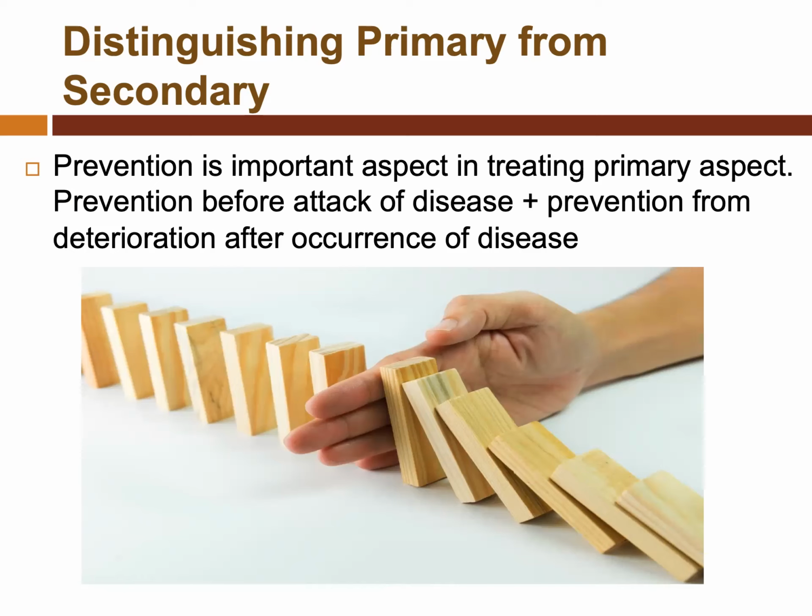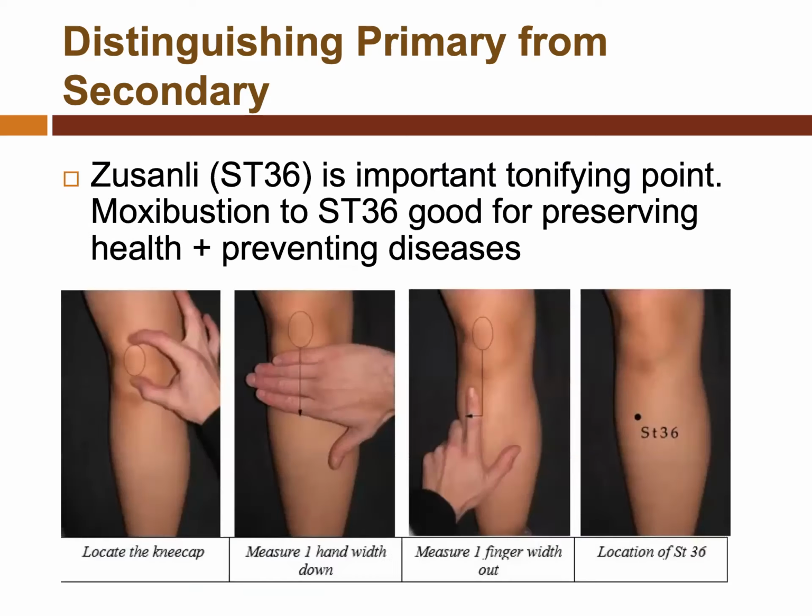Prevention is an important aspect in treating the primary aspect. Prevention before attack of disease plus prevention from deterioration after occurrence of disease. So like in the picture, it could cause a domino effect. The Zusanli, or stomach 36, is an important tonifying point. So moxibustion to stomach 36 is good for preserving health and preventing diseases.